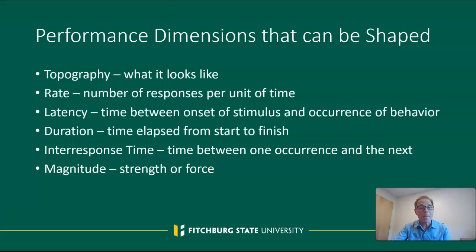And then finally, we can shape magnitude, which could be the strength or force of the response. We may want a response to occur more forcefully or less forcefully. For example, we can think about social behavior and the volume that someone engages in a social interaction. Maybe someone who's very shy is being very quiet at first, but before they wouldn't engage in any social interaction, so we reinforce that very quiet attempt. But over the course of time, we want that vocal volume to become louder and louder. So lots of different dimensions that we can shape.